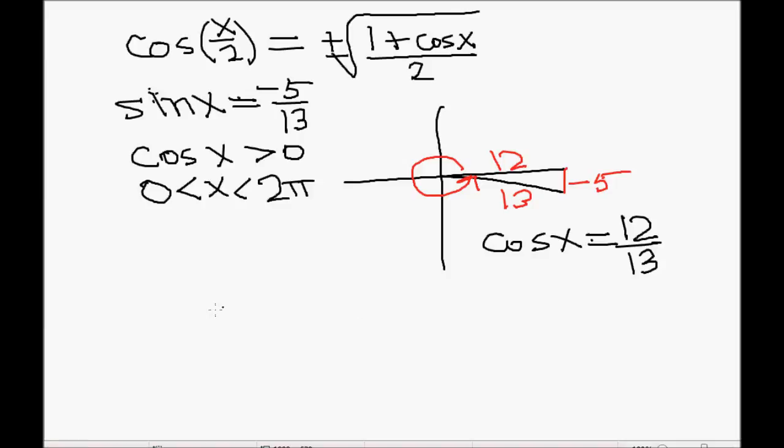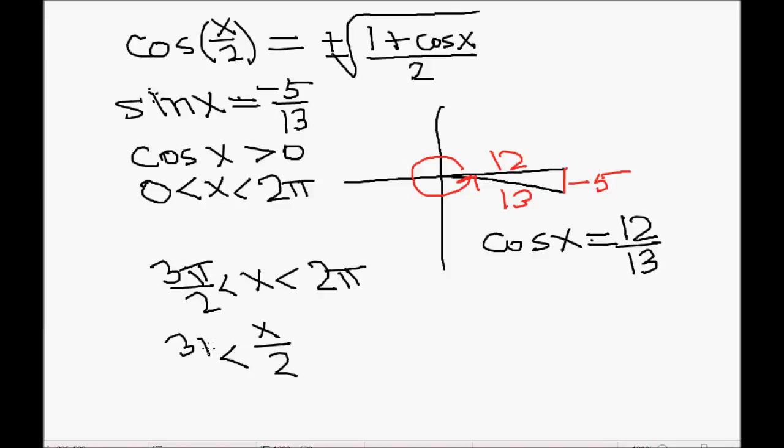Also, the angle x is clearly going to be between 3 pi over 2 and 2 pi, because x is in the fourth quadrant. So if I divide by 2, that means x over 2 has to be between 3 pi over 4 and pi. So x over 2 is going to be in the second quadrant. x is in the fourth quadrant, but the angle x over 2 is in the second quadrant.